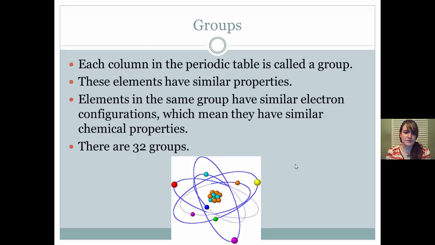Next we have columns. Those are actually called groups on the periodic table, so they go down. We have 18 main ones that we talk about, but there are a total of 32 groups. The elements in those groups have similar properties. So similar electron configuration, which we're working on, and that means they are going to react with similar other elements. They're going to have similar properties. That's really important. Groups have similar properties.